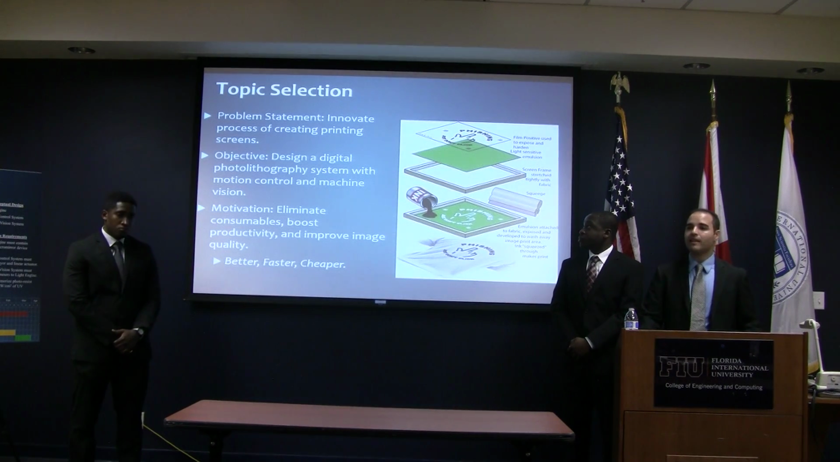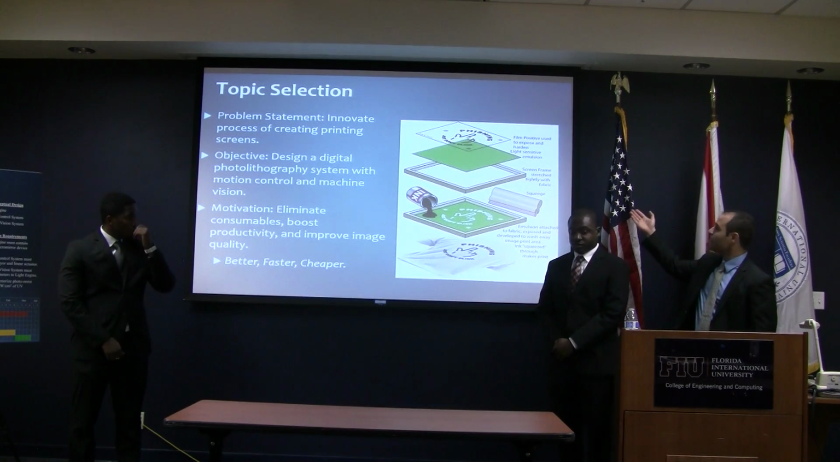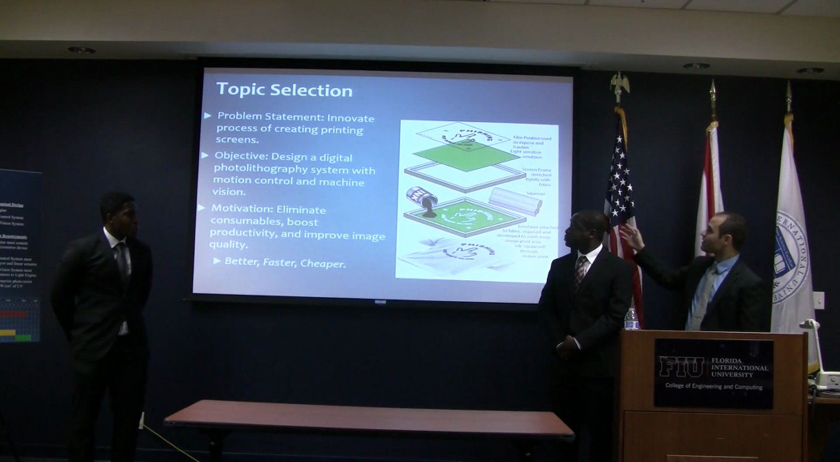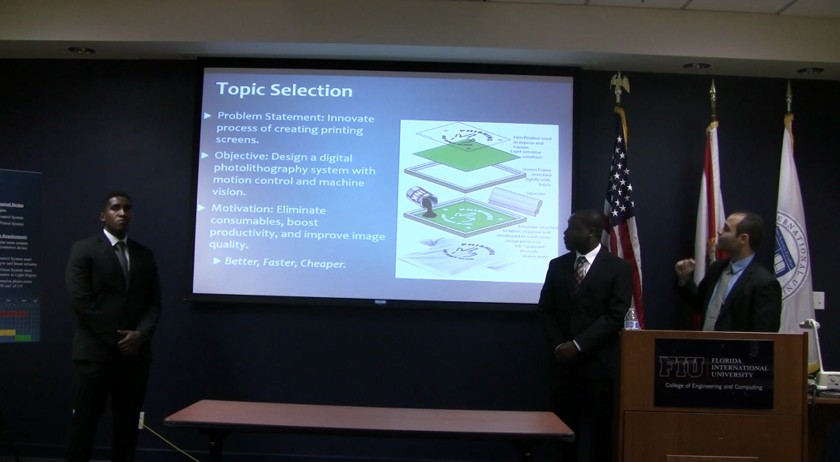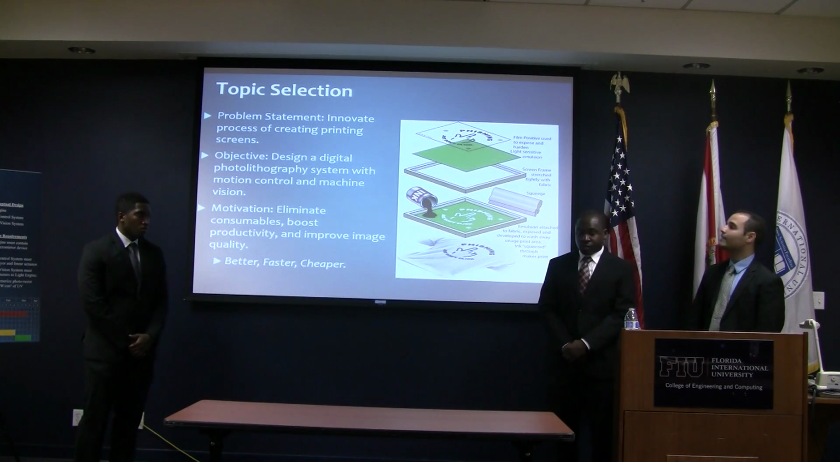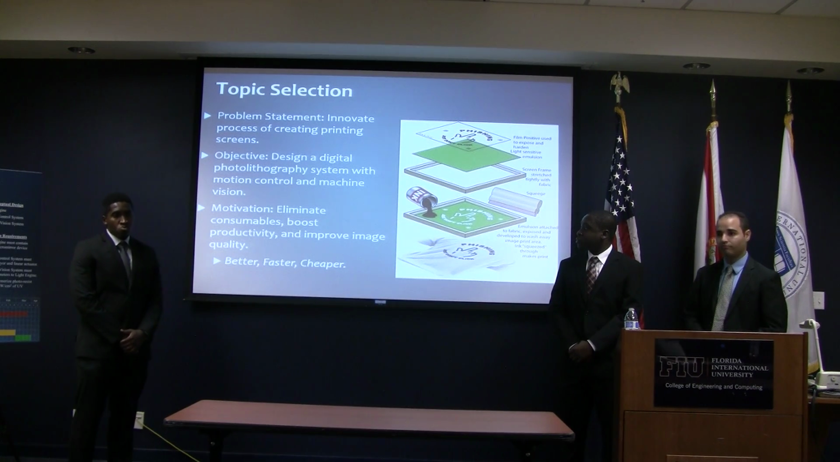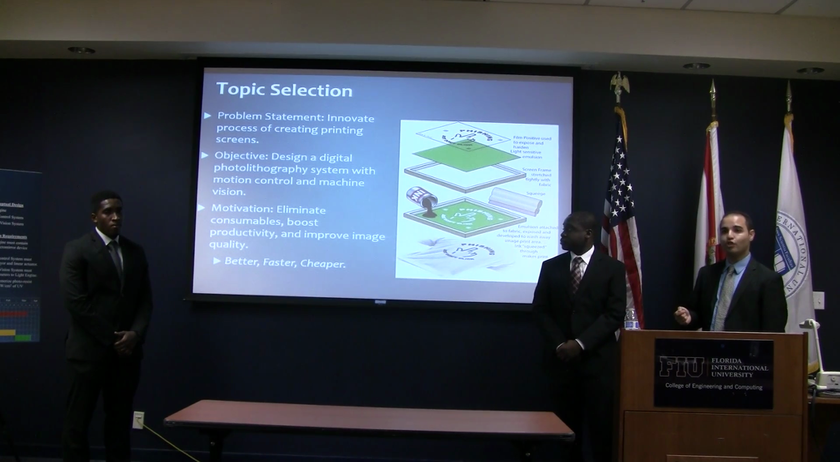So our problem statement is to innovate the process of creating printing screens. As pictured here on the right, this is the process of printing images onto t-shirts. So we want to innovate the process of creating the screen itself. Our objective to get that done is by designing a digital photolithography system with motion control and machine vision. Our motivation for that is to eliminate consumables.